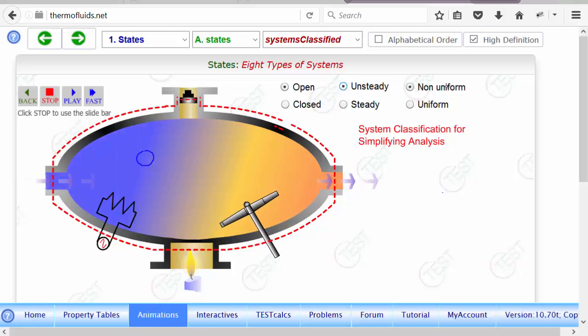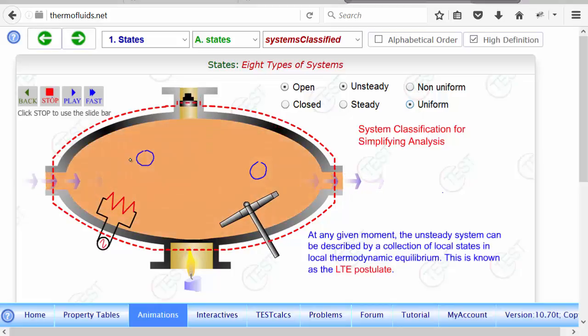To understand what is a non-uniform versus uniform system, you take, let's say, two different local systems anywhere in your system. If the system is non-uniform, then the two states may be different. Whereas if it's uniform, that means two local systems at different locations have the same state. That means it's uniform everywhere.